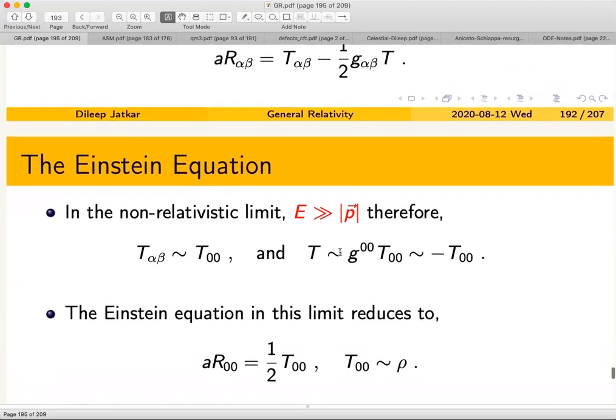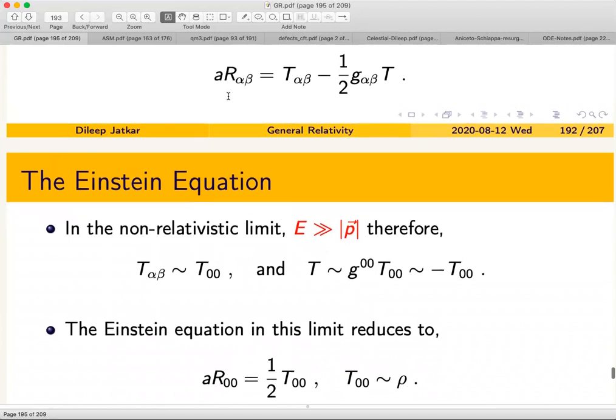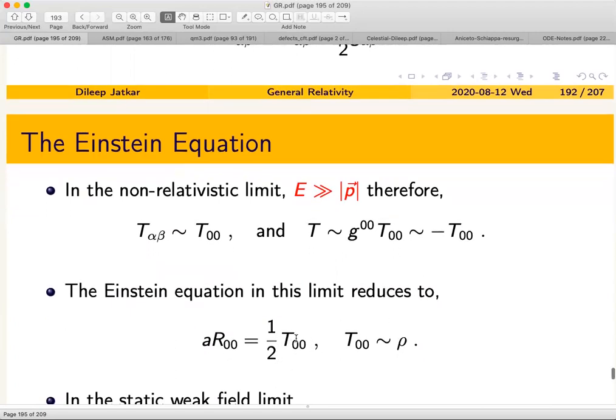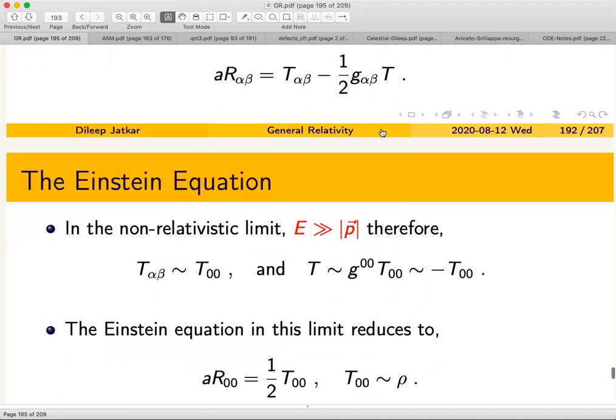So we can just put that back up here. We are looking at R00 is equal to T00 minus half times G00 times T. But T itself is T00 again with a minus sign. So you can manipulate that expression to get half T00. There are too many minus signs here. T itself is minus T00. G00 is also -1. So those two minus signs cancel and this minus sign stays, and that gives you half.